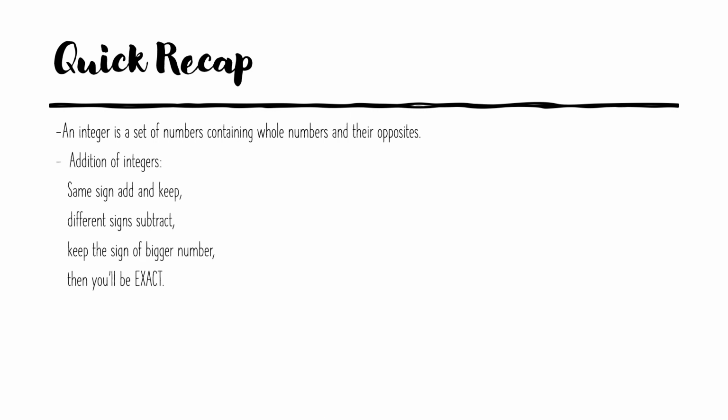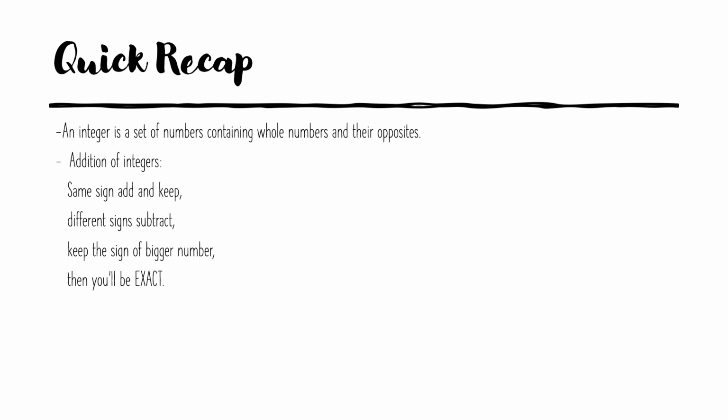Now let's have a quick recap. So what all have we learned today? We have learned the definition of integers, and we have also learned to compare integers, and we have learned addition and subtraction of integers. So let's just read a quick recap. An integer is a set of numbers containing whole numbers and their opposites. Now let's see the rule of addition of integers. Same sign add and keep, different sign subtract. The sign of bigger number then will be exact.